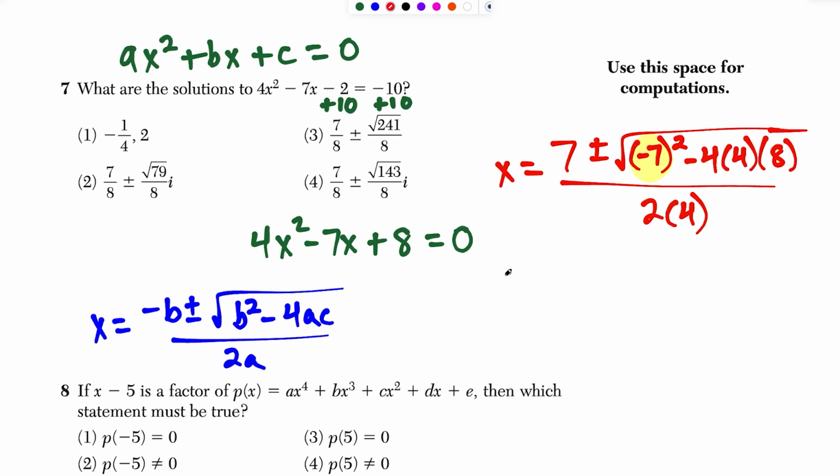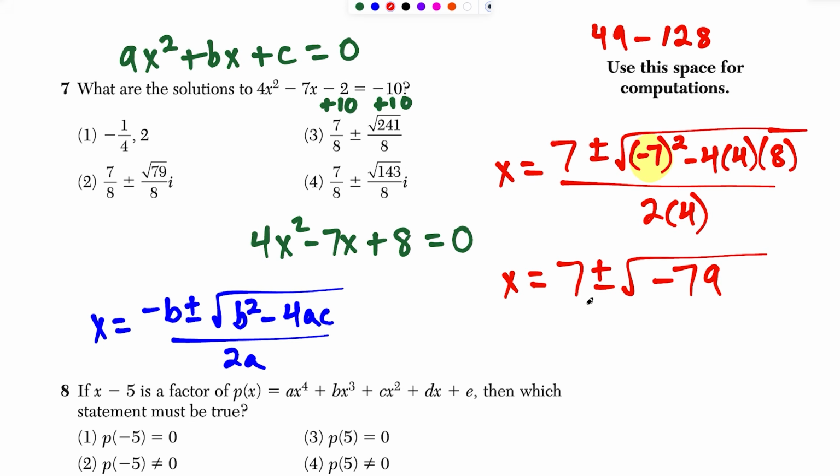Okay, so now we could simplify. We have x equals 7 plus or minus. And now on the inside here, we're going to have 49. And then minus, if I do 16 times 8, that's going to give us 128. Okay, so we're going to have 128 over here. And now we just subtract these two. And we're going to have 49 minus 128 is minus 79. And this is all over 8.